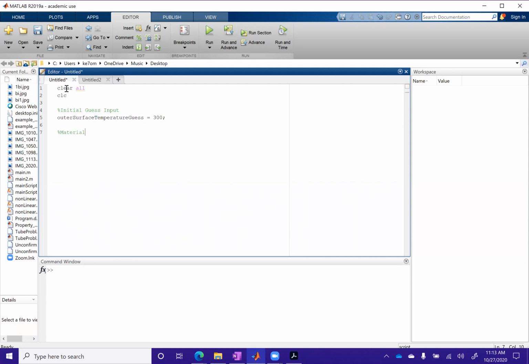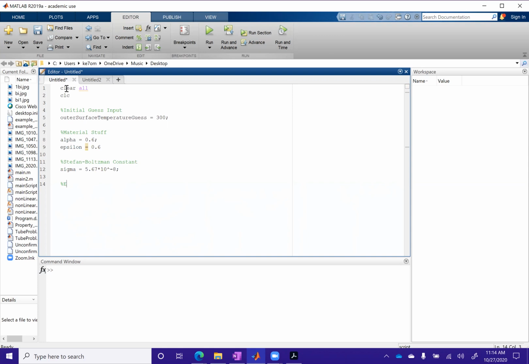So then I would do my material properties right here, and I would say alpha is equal to 0.6, epsilon is equal to 0.6, right? And then I would just say the Stefan-Boltzmann constant, sigma, is equal to 5.67 times 10 to the -8.